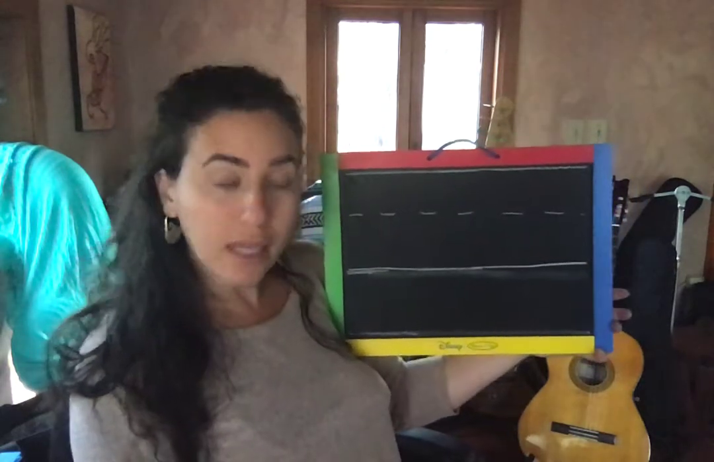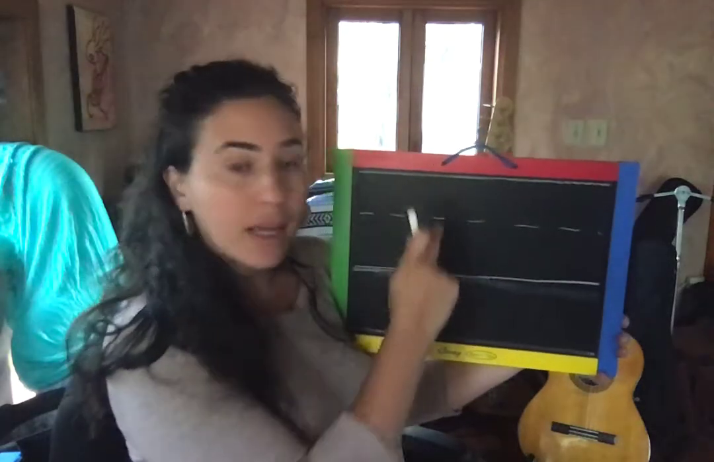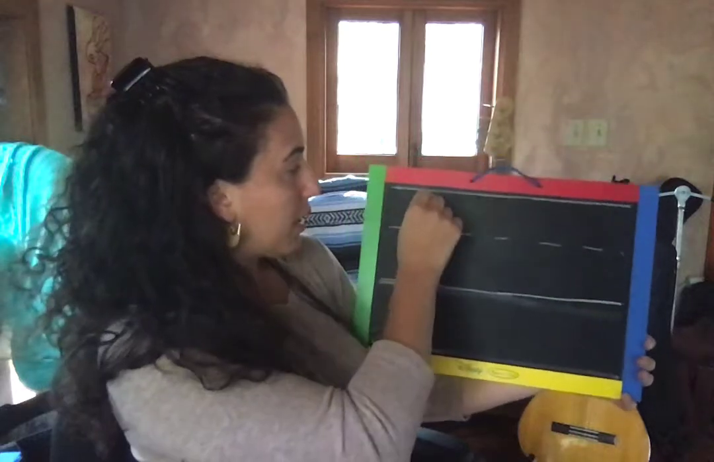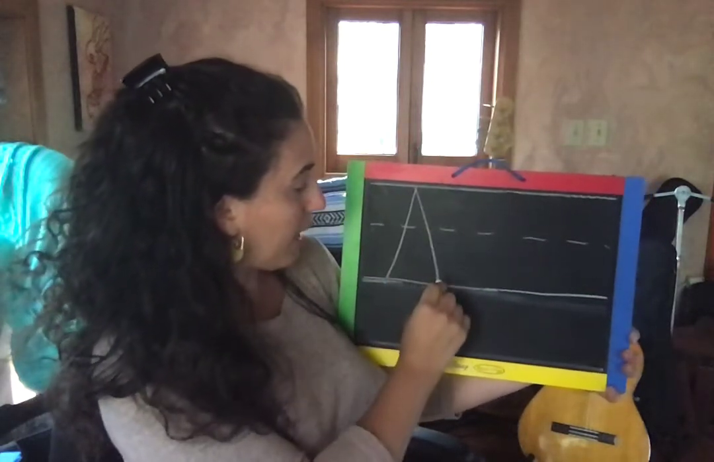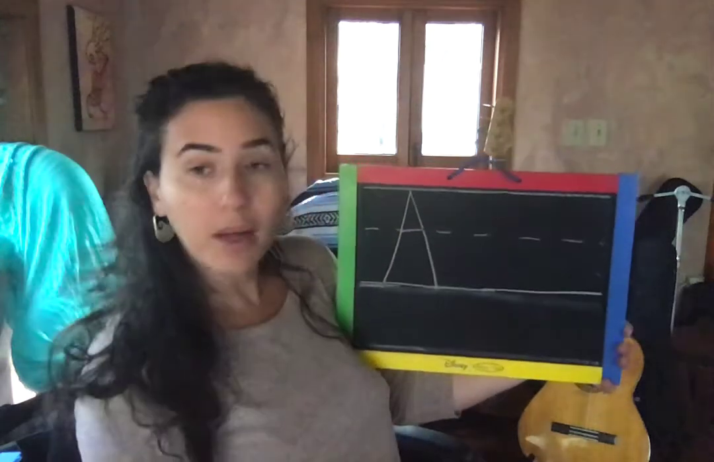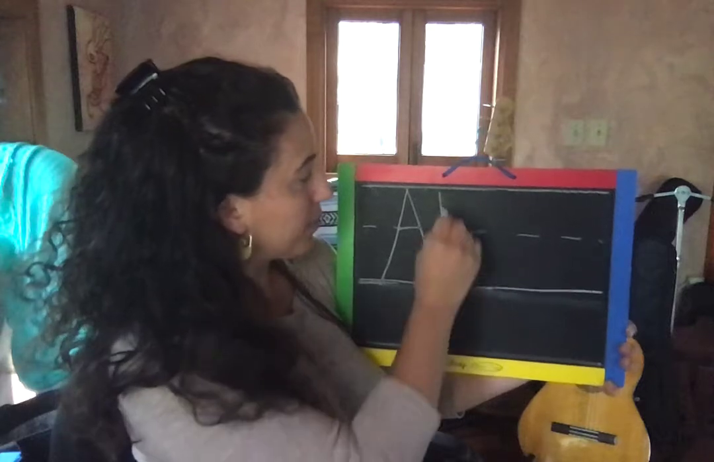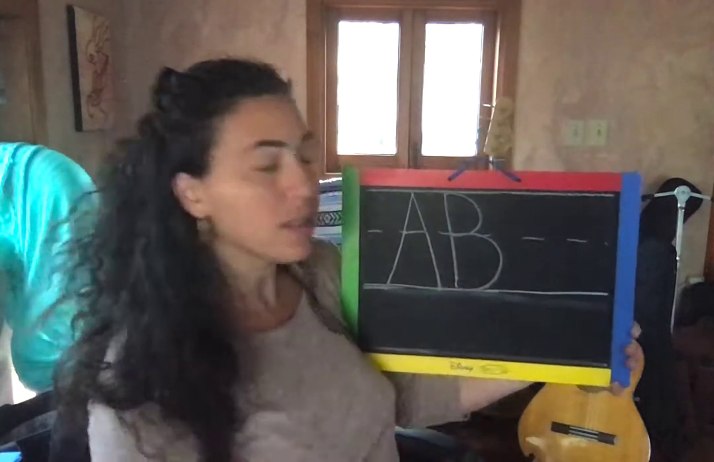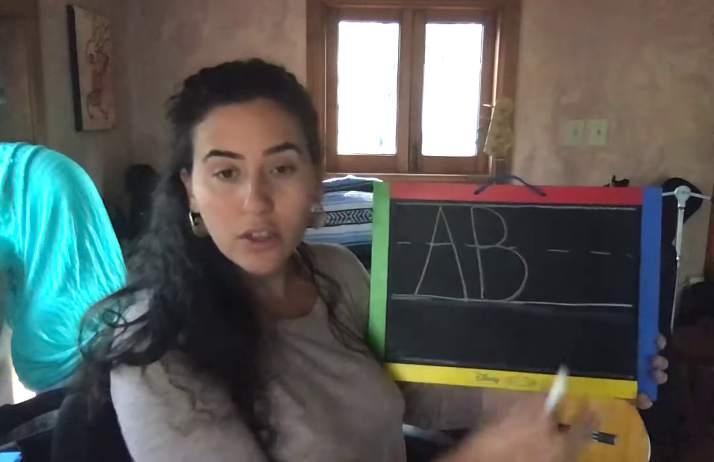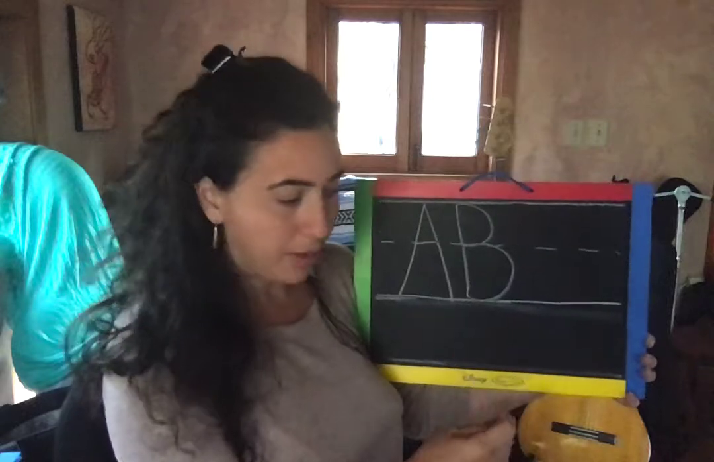Okay, so size 1 letters. All capital letters are size 1 letters. They touch the top and they touch the bottom. So we can explain when we look at A, capital A, it touches the top and the bottom. It's a size 1 letter. Capital B touches the top, touches the bottom. Size 1 letter. So on and so forth. You can go through all of the capital letters.